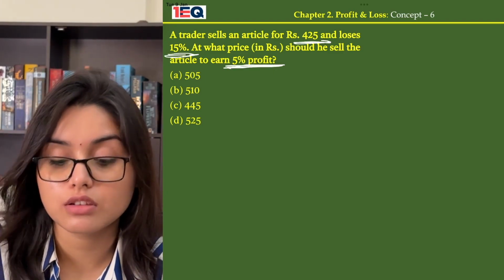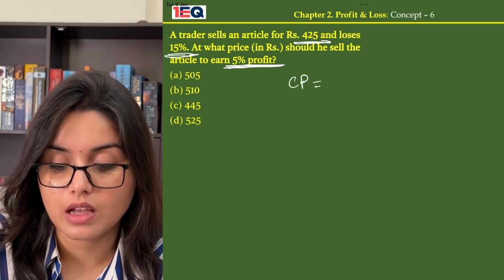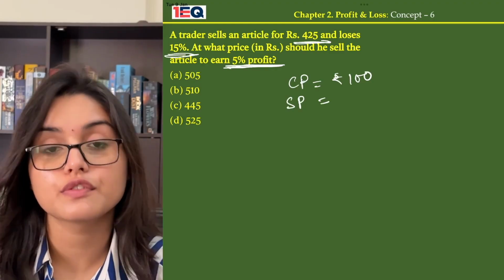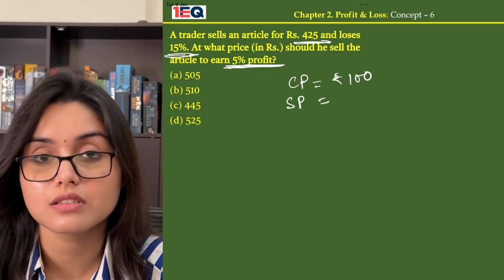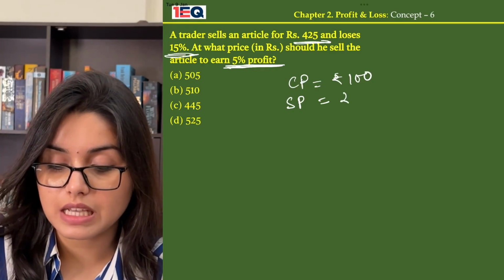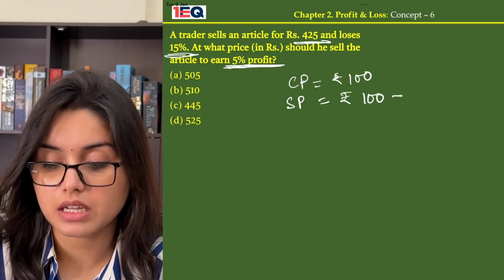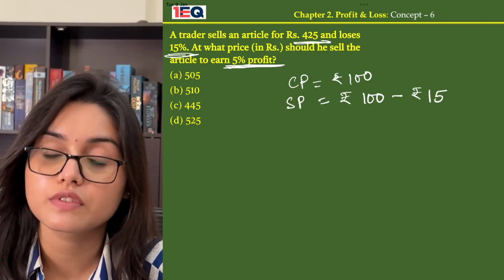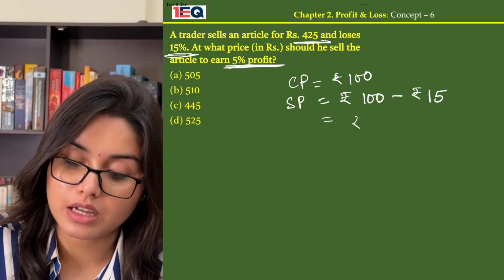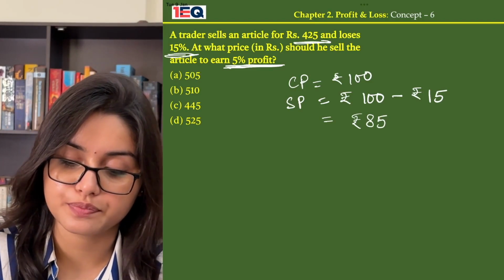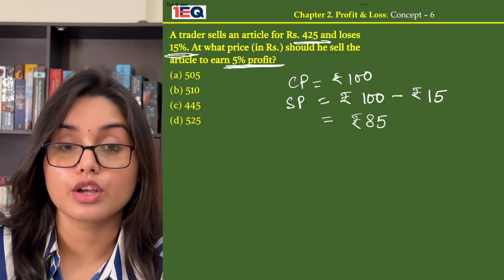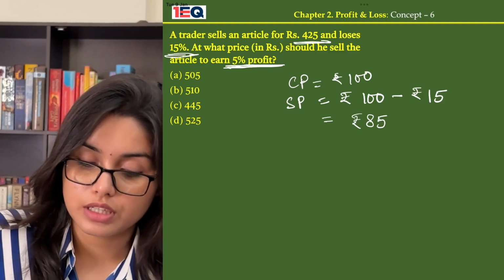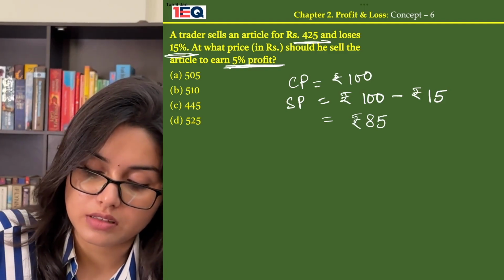So, let's assume that the cost price is rupees 100. Considering there is a loss of 15%, that means the selling price is less than the cost price. So, my selling price becomes 100 minus my loss, that is 15% of 100, rupees 15. And now my selling price becomes rupees 85.